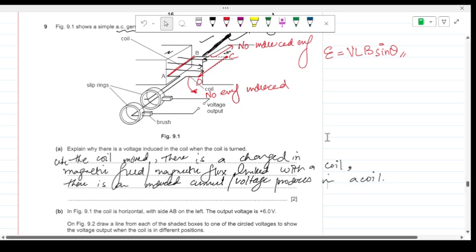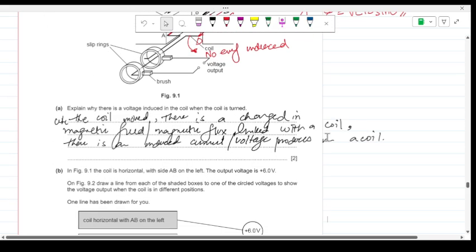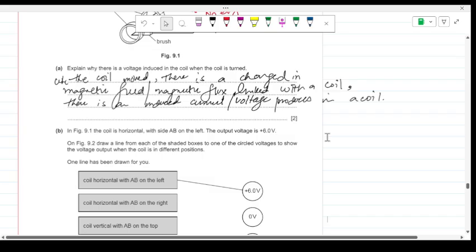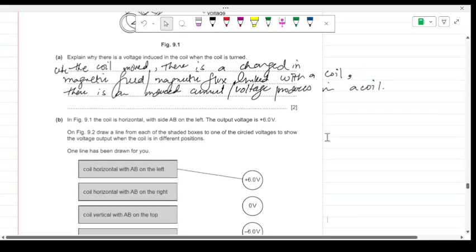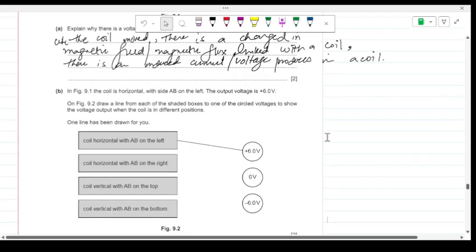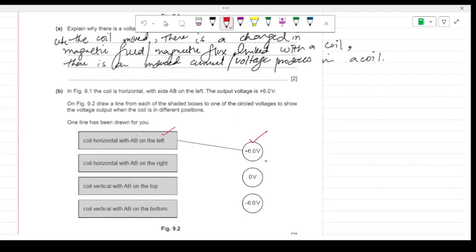So this is the horizontal coil with side AB on the left, and the output voltage is 6 volt. In figure 9.2, draw a line from each side of the box to one of the circled voltages to show the voltage output when the coil is at different locations. One line has been drawn for you. Yes, when the coil position is horizontal with AB on the left, you achieve the voltage of 6 volt. The reason is that the EMF produced in the coil equals the maximum voltage times sine of theta. If sine of theta is maximum, you get the maximum voltage. If sine of theta is minimum, you get the minimum voltage.